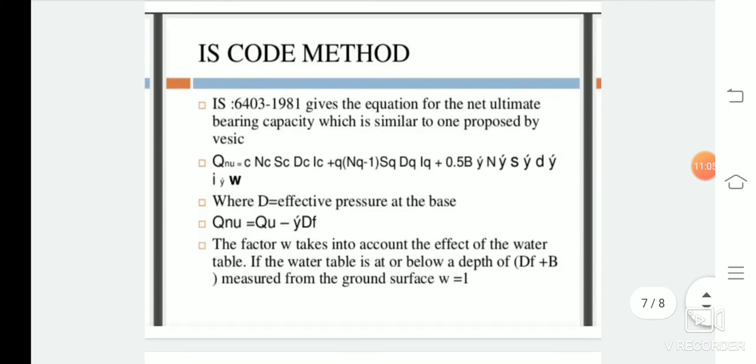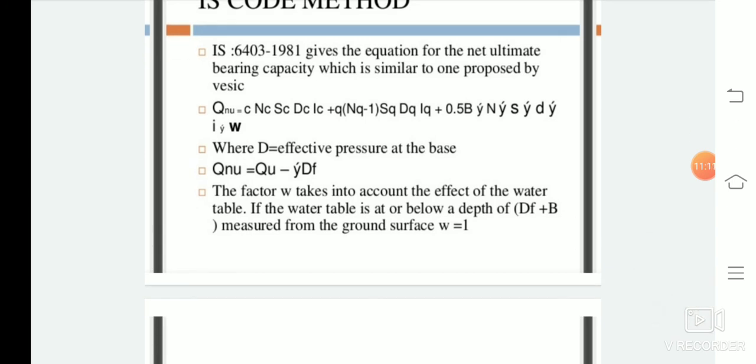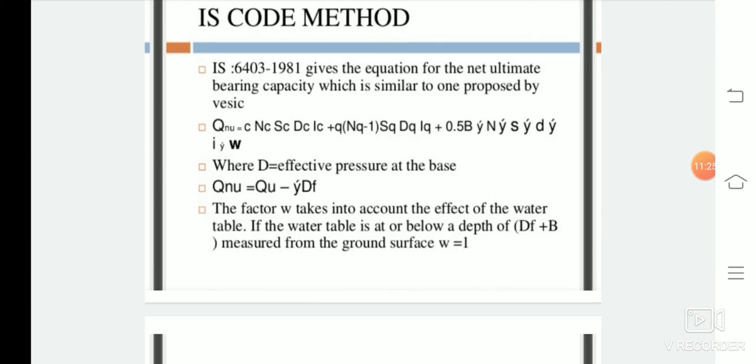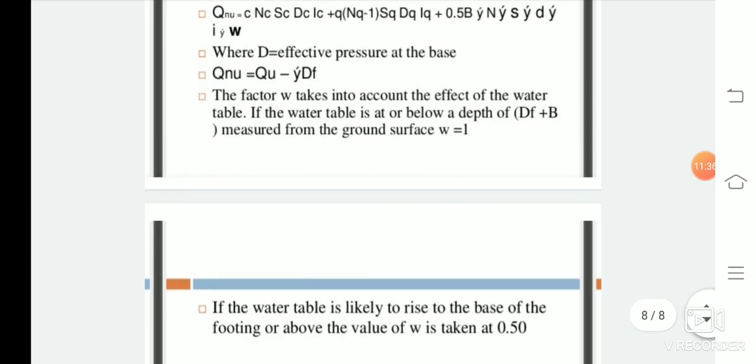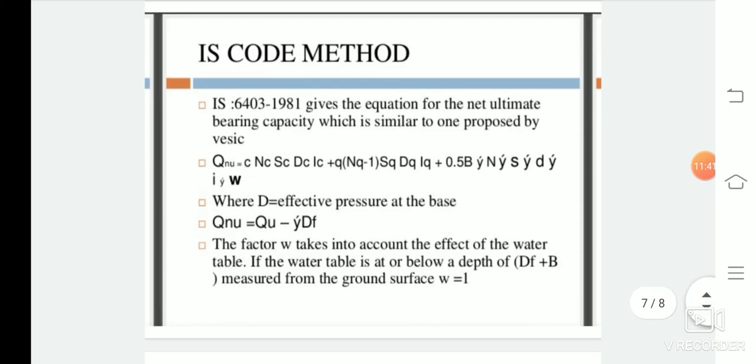And for the effect of the water table, what is the value of the correction factor? The correction factor for the effect of the water table is given by W, which is 0.5 multiplied by (1 plus Zw by B), where Zw is the depth of the water table from the base of the footing. If the water table is likely to rise to the base of the footing or above, the reduction factor W is taken as 0.5. So this is the effect of the water table on the bearing capacity of the soil.